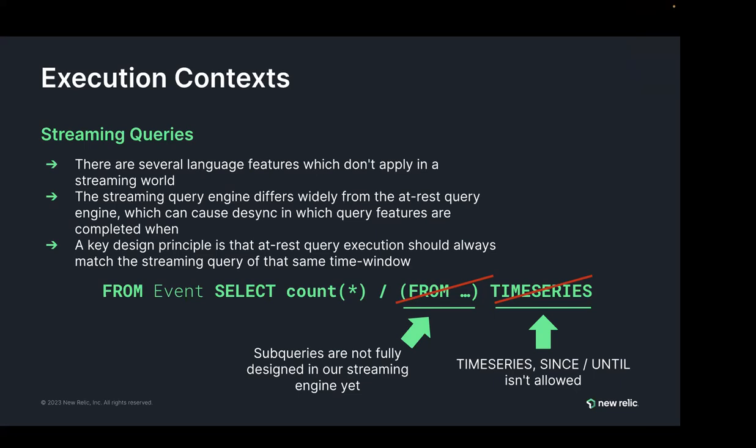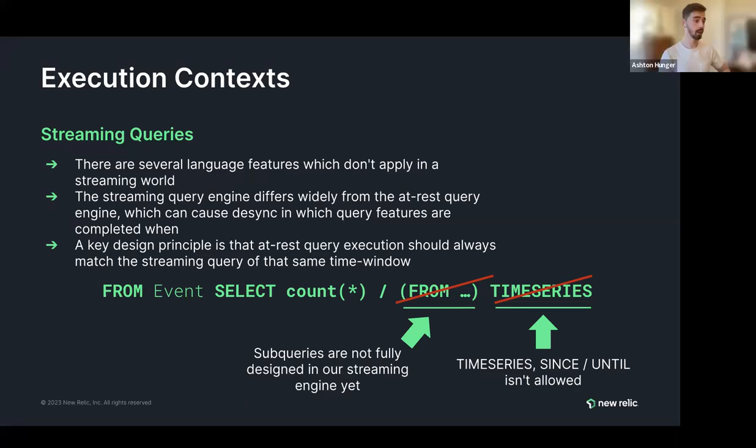How do customers typically react to the restrictions on the language in the context of streaming? I know technically the design constraints are very valid, but from an end user perspective, how do they typically react? It's tricky. We get consistent feature requests for things like subqueries. There's no actual technical reason why this can't exist. It's just very different from our streaming engine today.